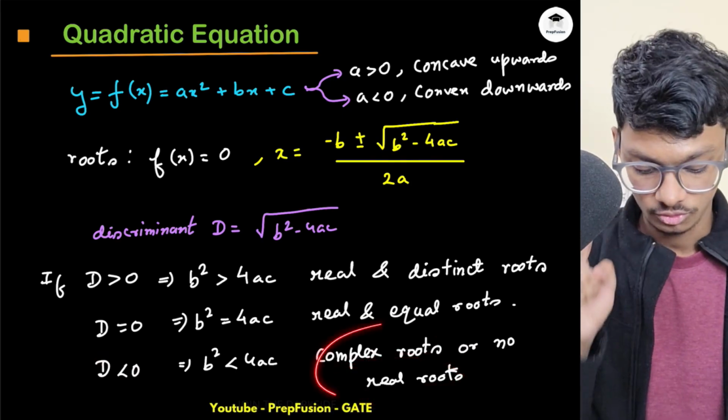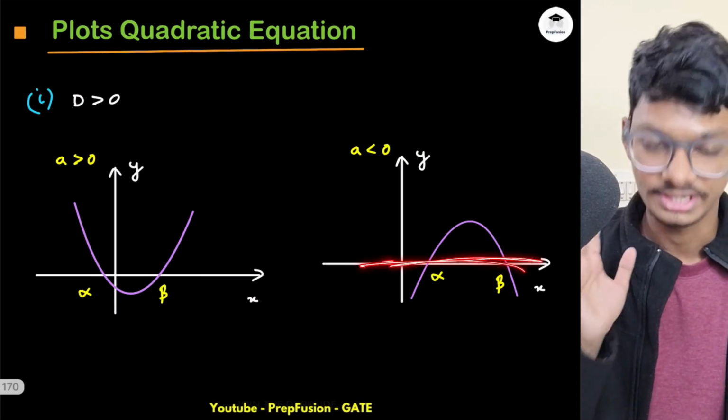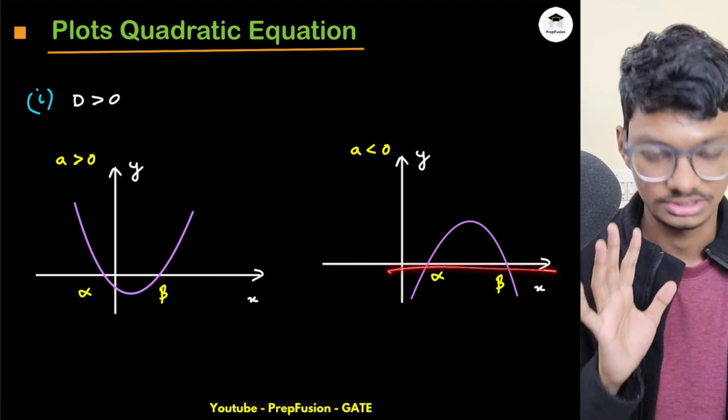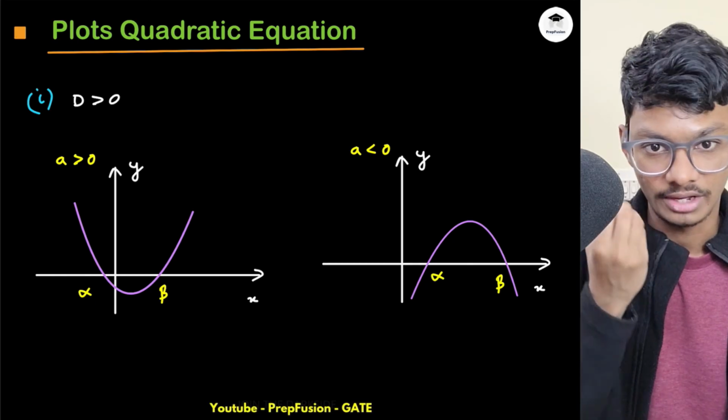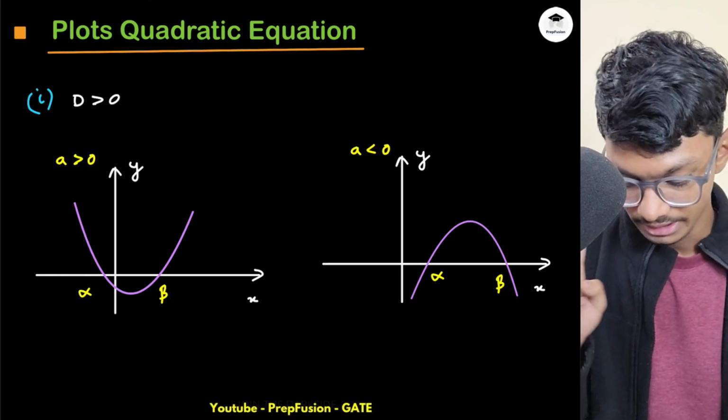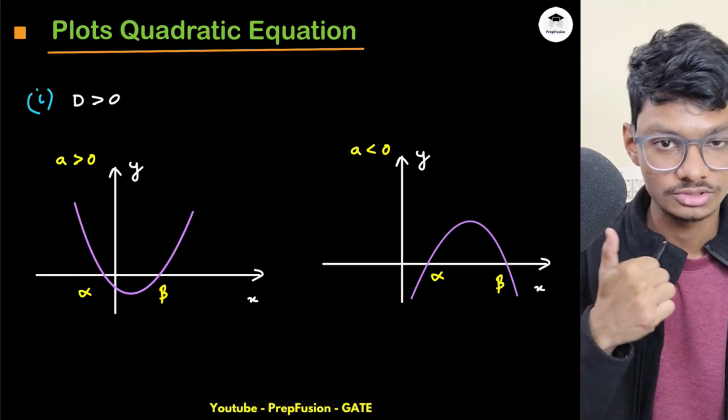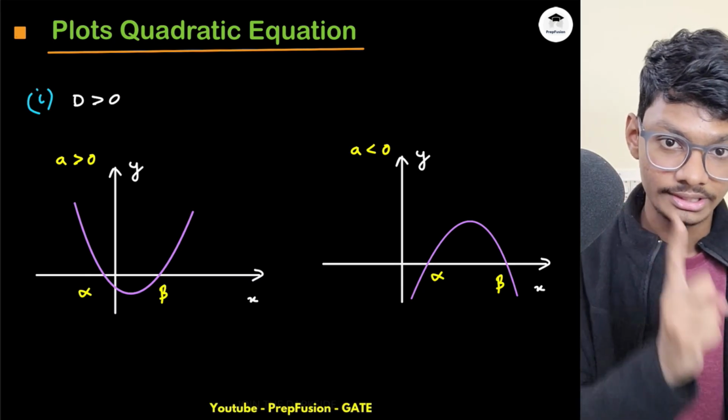Okay, no real roots. Roots will be complex because they will never touch the x-axis. They will never touch the x-axis. Then my discriminant will be less than 0. I won't have a real root. I have taken the first case where discriminant is greater than 0. That is, I will always get real and unequal roots.